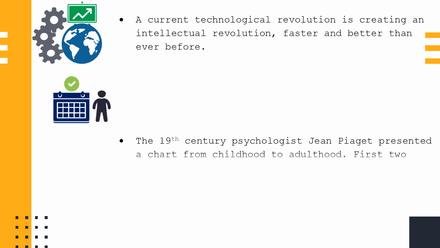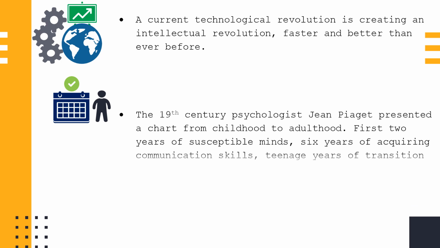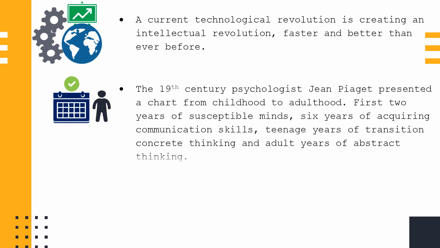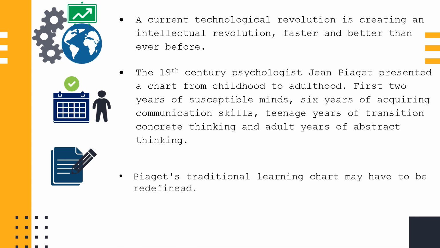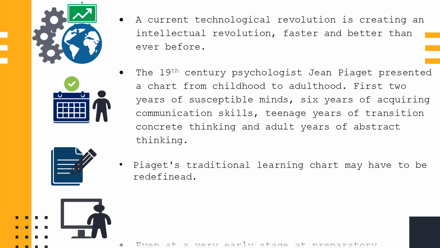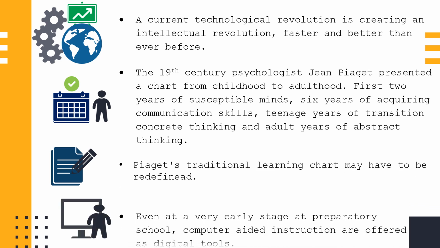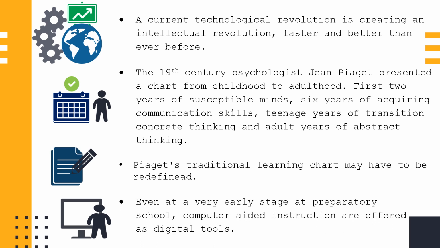The 20th century psychologist Jean Piaget presented a chart from childhood to adulthood: the first 2 years of susceptible minds, 6 years of acquiring communication skills, teenage years of transition to concrete thinking, and adult years of abstract thinking. Piaget's traditional learning chart may have to be redefined. Even at a very early stage at preparatory school, computer-aided instruction is offered as digital tools.